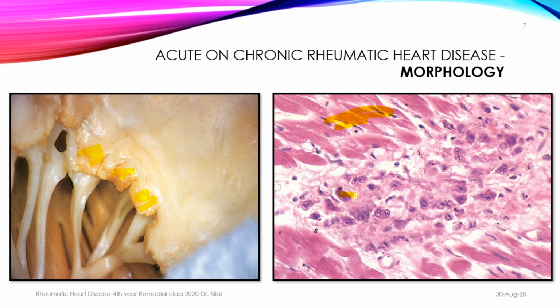You can see one here, this one. These are larger cells which have some prominent nuclei. So these are the important points regarding the morphology: the Aschoff body itself, the word, and then the Anitschkow cells, the lymphocytes, and the plasma cells.